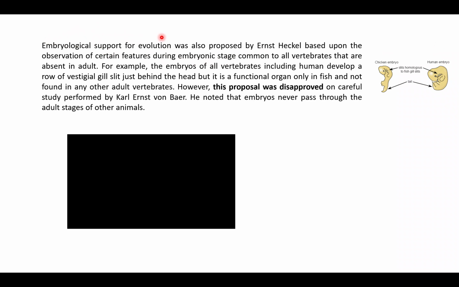But you don't have to remember this because this theory was disproved by Carl Ernst von Baer, as he noted that an embryo never passes through the adult stage of other animals. Like in human, after certain weeks of development, the human embryo loses the gill or tail. The tail becomes the tailbone, and the gills become part of the head and neck region. So it was simply disproved.